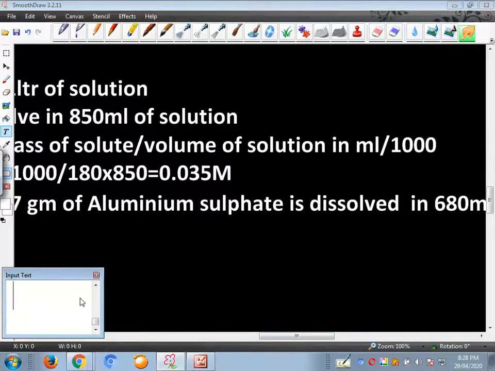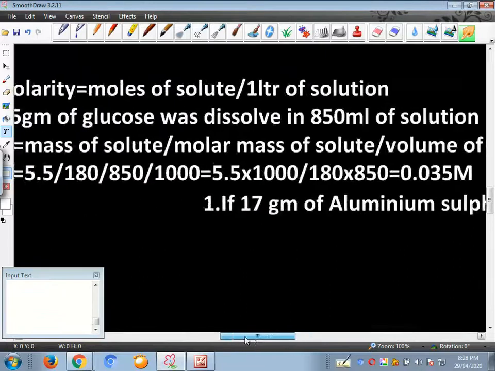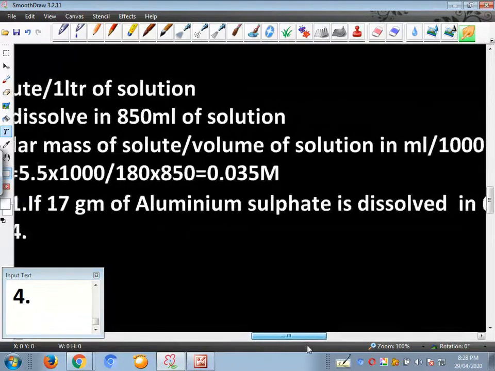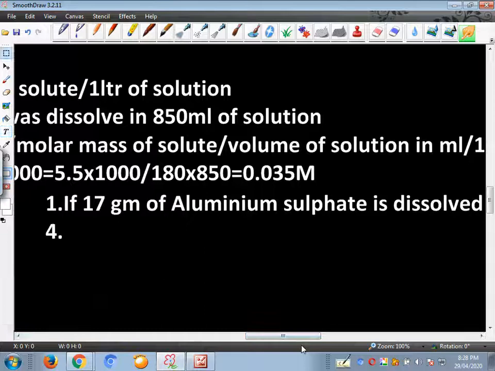Okay. So the next type of concentration of solution we are going to study here is the fourth type of concentration of solution, that is molality.